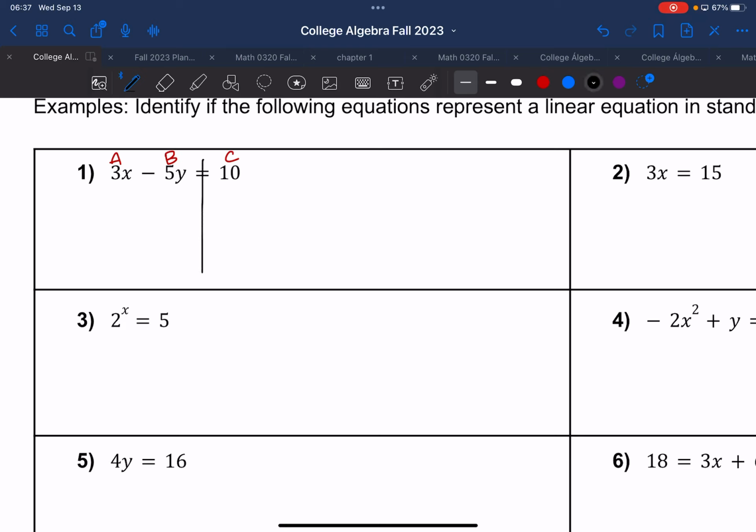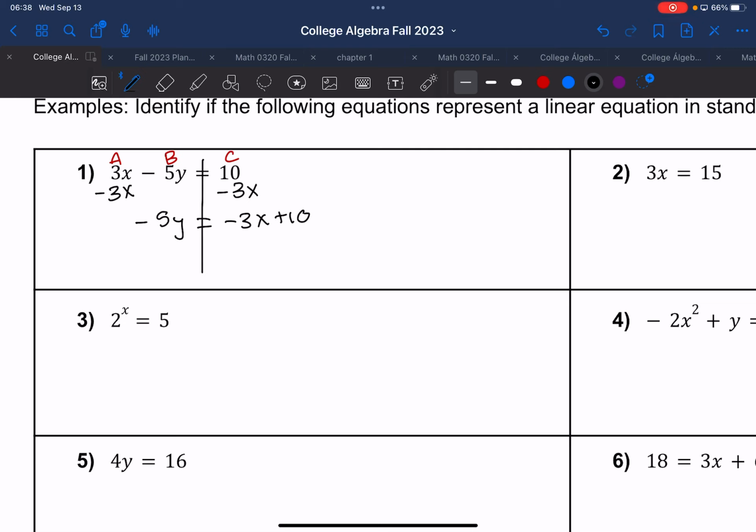So in order to get y by itself, what do we have to move over first? The 3x. Good, that 3x. So it's a positive 3x, so I'm going to subtract the 3x to the other side. When I do that, can I combine that 10 and that 3x? No, okay, they're not like terms. So we have negative 5y is equal to negative 3x plus 10. Make sure you always write your variable first. So in this case, the negative 3x went in front of the 10.